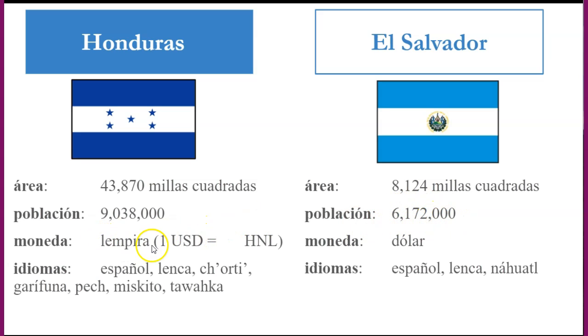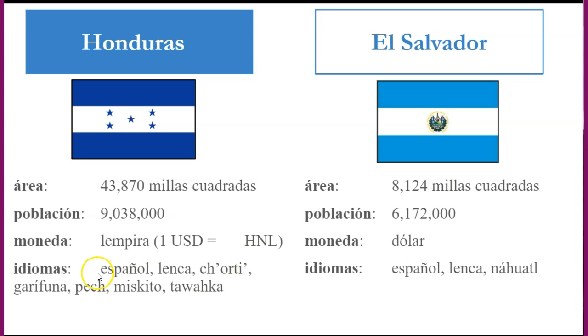La moneda es el lempira. I forgot to put it here, but $1 is 24 lempiras. The currency of El Salvador, moneda means currency, but it can also mean coin, is also the US dollar. So in El Salvador, they use the US dollar.